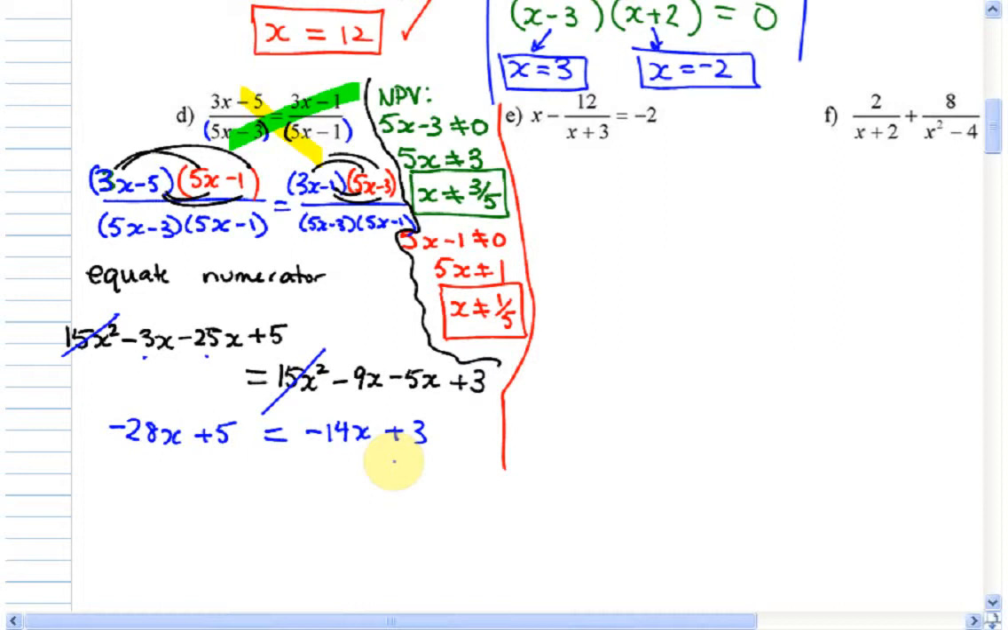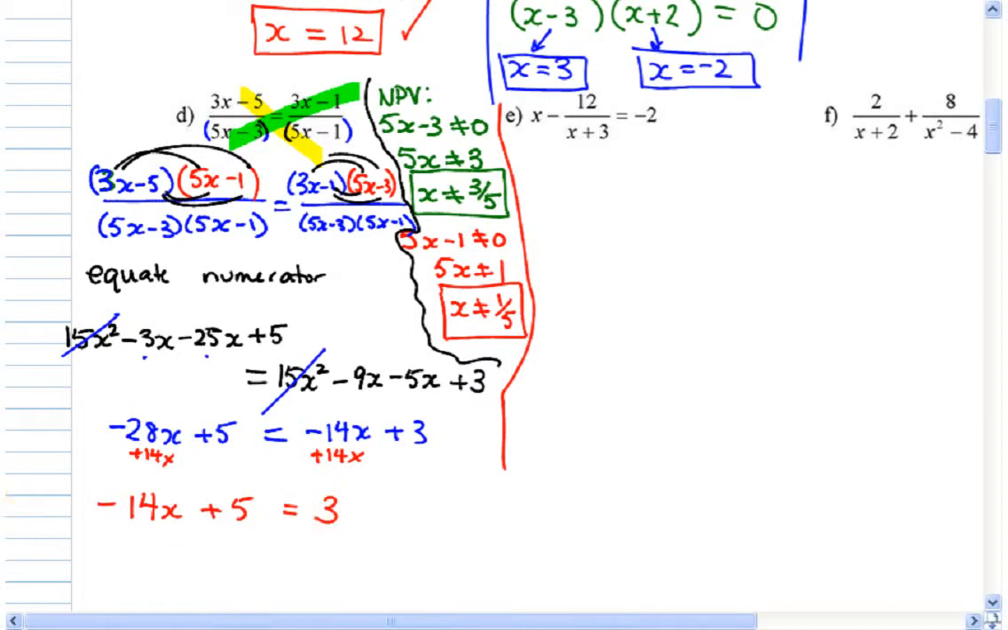Together. Together what? What should I put together? Negative 14x and put it to the other side? Sure. So I'll add 14x to both sides. What's negative 28 plus 14? That's just negative 14x. Still not too sure yet because I want to solve for x. What's next? The 3 on the other side?